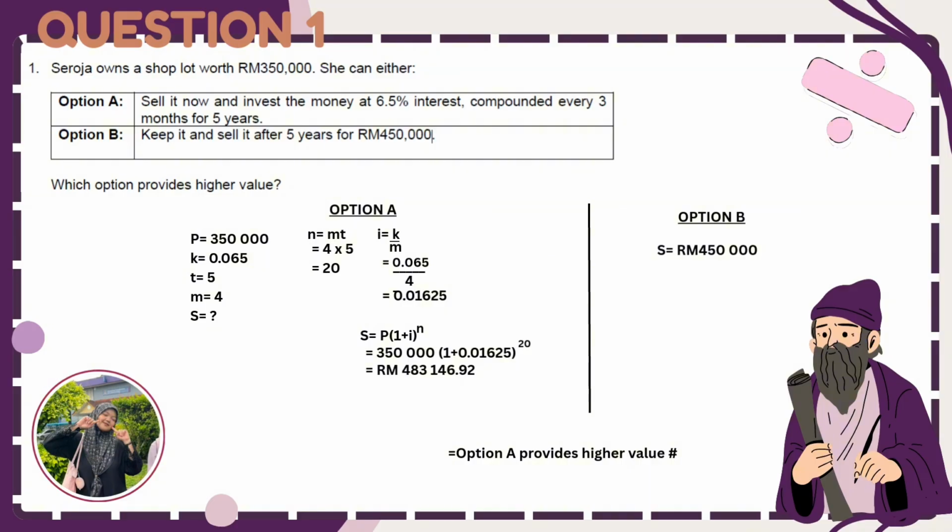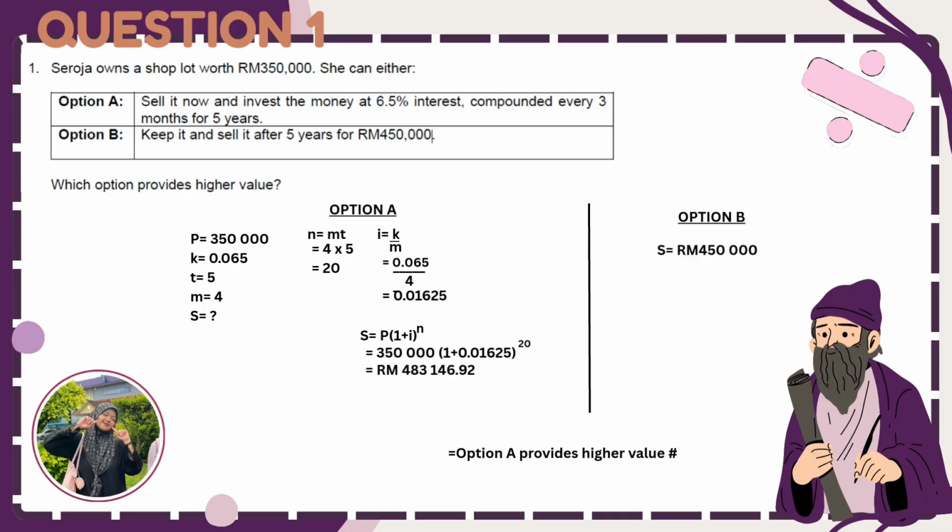The statement said, sell it now and invest the money at 6.5% interest. We need to convert 6.5% into decimals, which is 0.065, compounded every 3 months, so m equals 4, and t equals 5 years. Before we proceed, we need to find n and i. For n equals mt, which means 4 times 5 equals 20. For i equals k over m, which means 0.065 over 4 equals 0.01625.